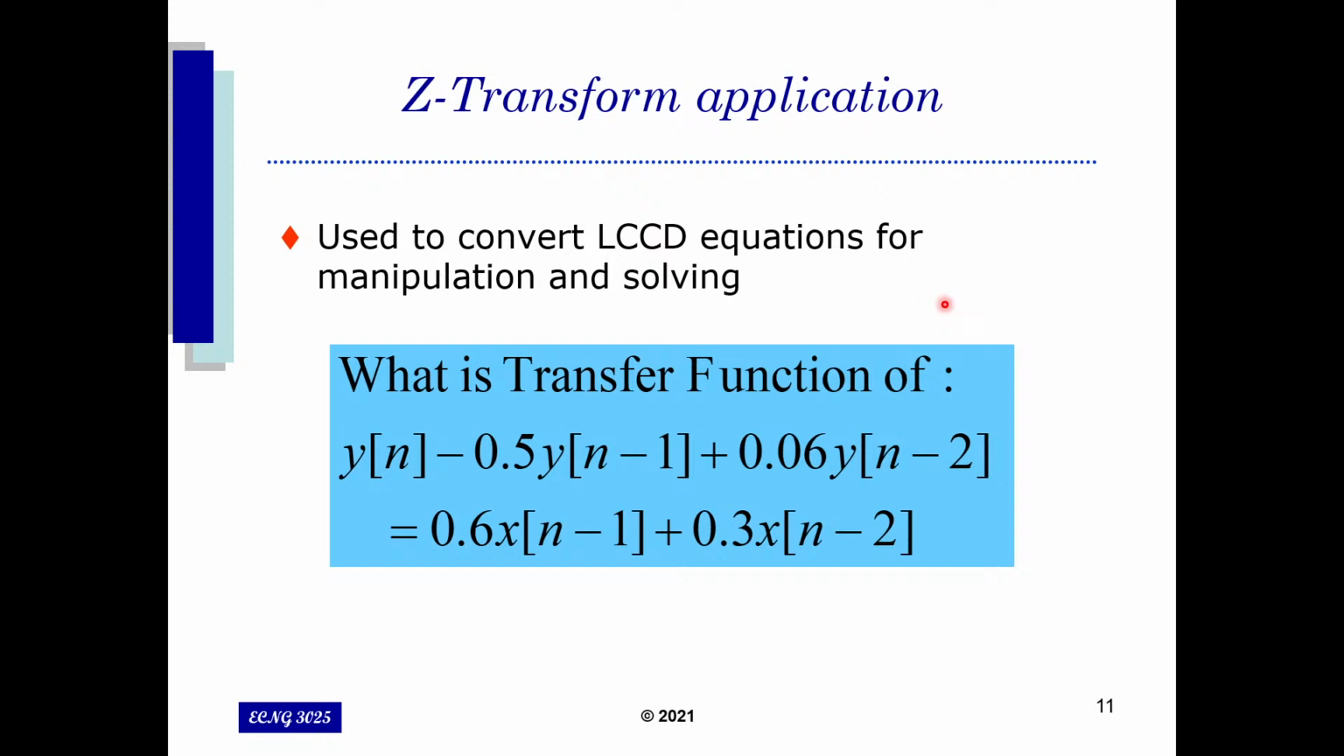So in using the Z transform to solve for these different equations, that's going to be the purpose of today's lecture. So let's say if we had an example difference equation here in terms of y and x with delays of 1 and 2 accordingly, and we're going to figure out, okay, what's going to be our transfer function in terms of z for this difference equation.